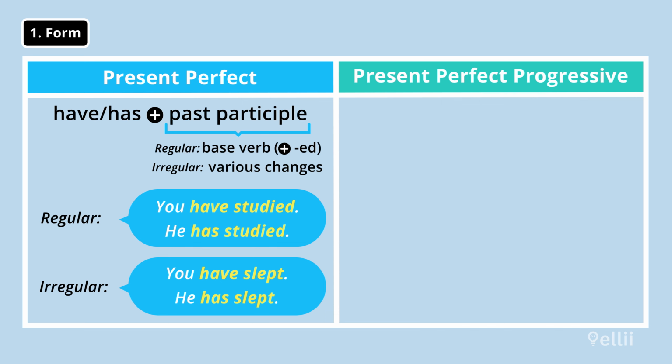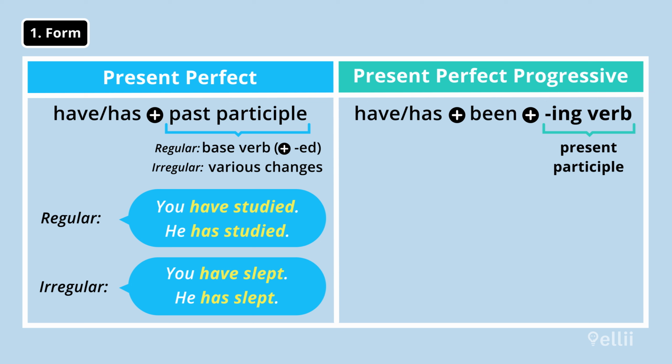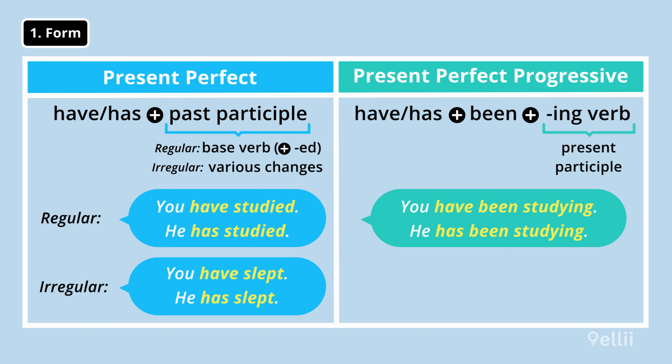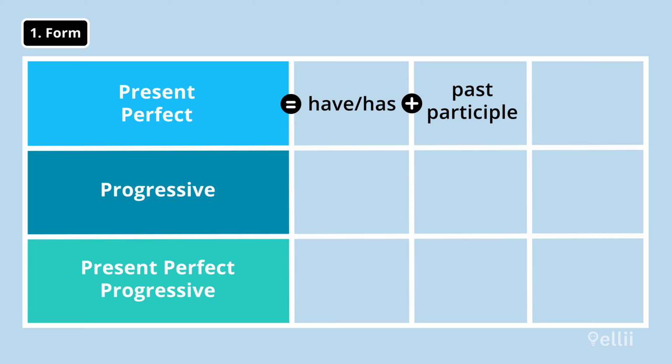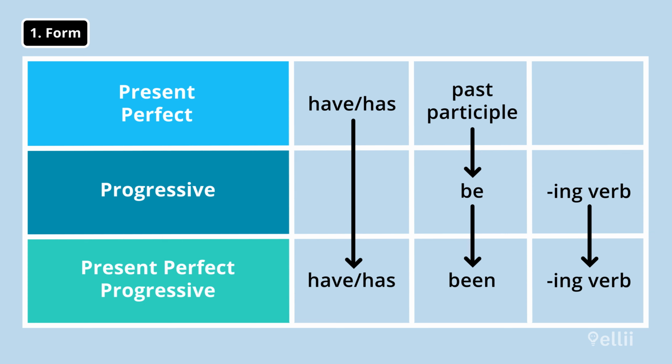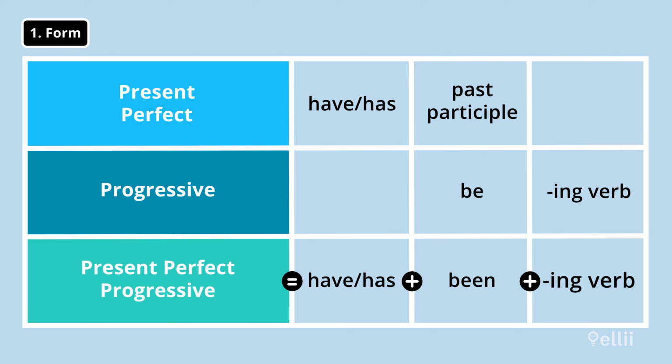To form the present perfect progressive, we use the pattern have or has plus been plus an ing verb, which is also known as the present participle. How do we get this verb form? First, as we just learned, the present perfect pattern is have plus the past participle. Next, a progressive verb is always formed with be plus an ing verb. The past participle form of be is been. When we put it all together, we get the present perfect progressive form of have plus been plus an ing verb.